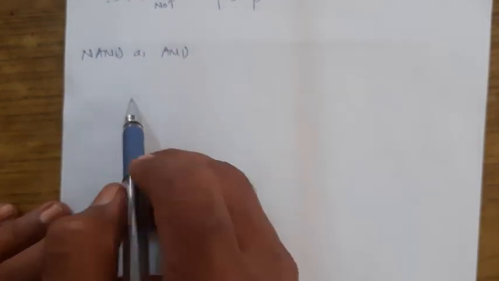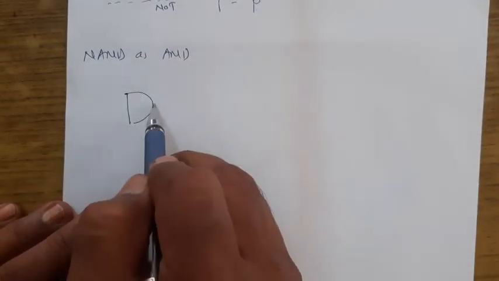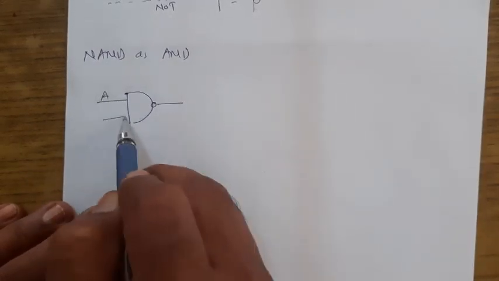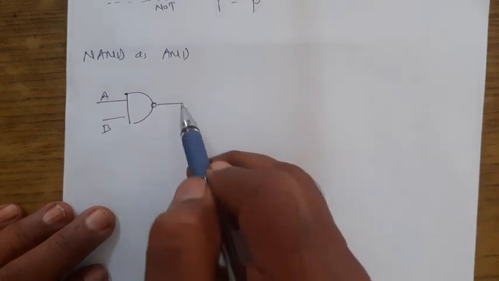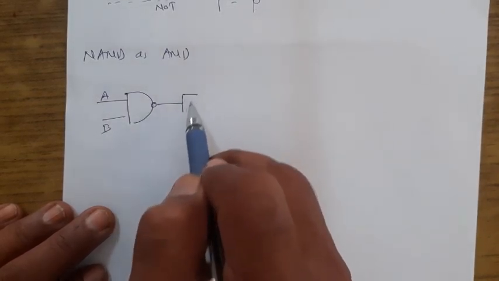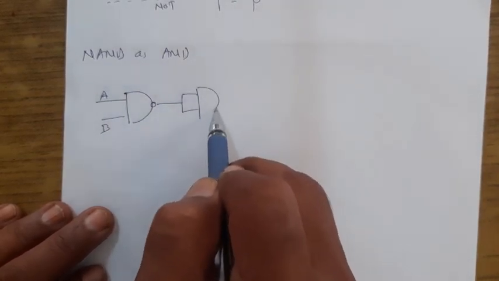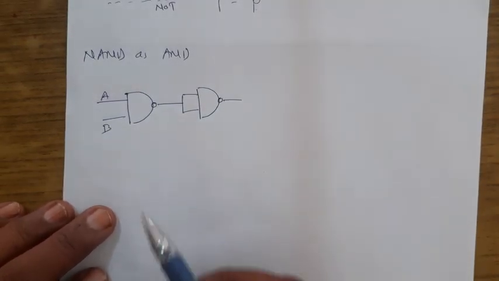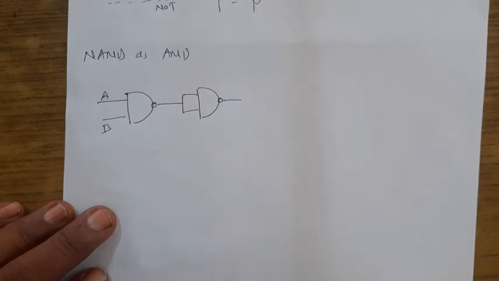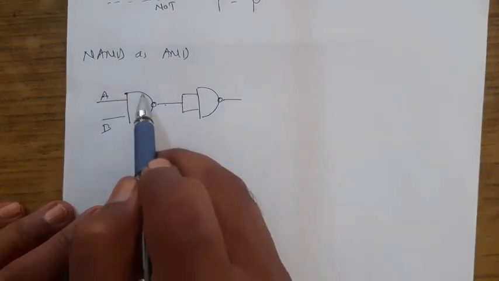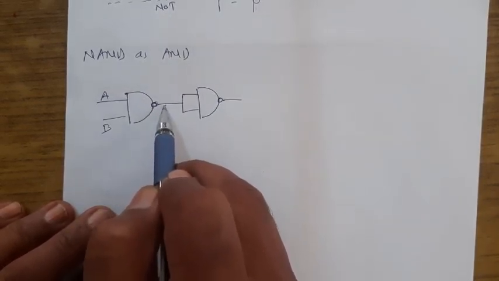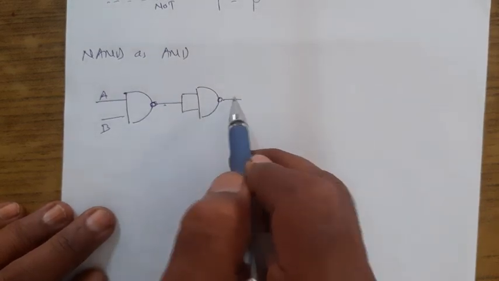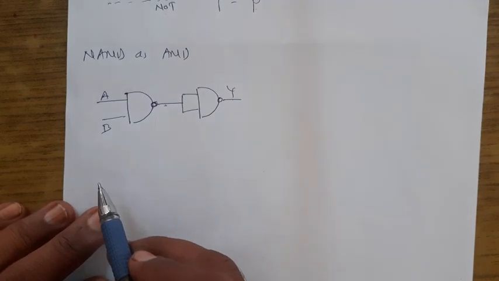I will show you the diagram. Suppose this is a NAND gate. Okay, this is our NAND gate. This input is A, this input is B. And if I use the complement, that is a NOT gate in front of that, and obviously complement of complement is the input again. NAND is nothing but a complement of AND, and once again if I make the complement, then it becomes the AND gate itself.